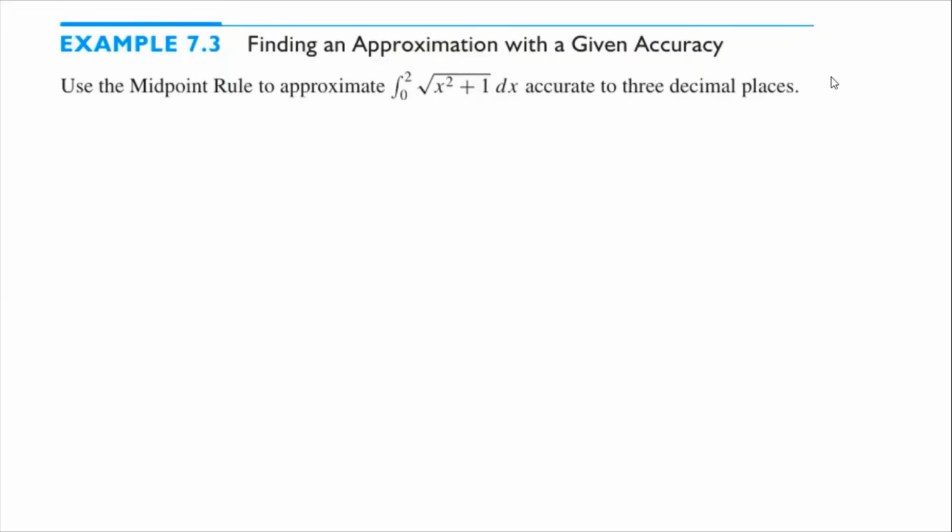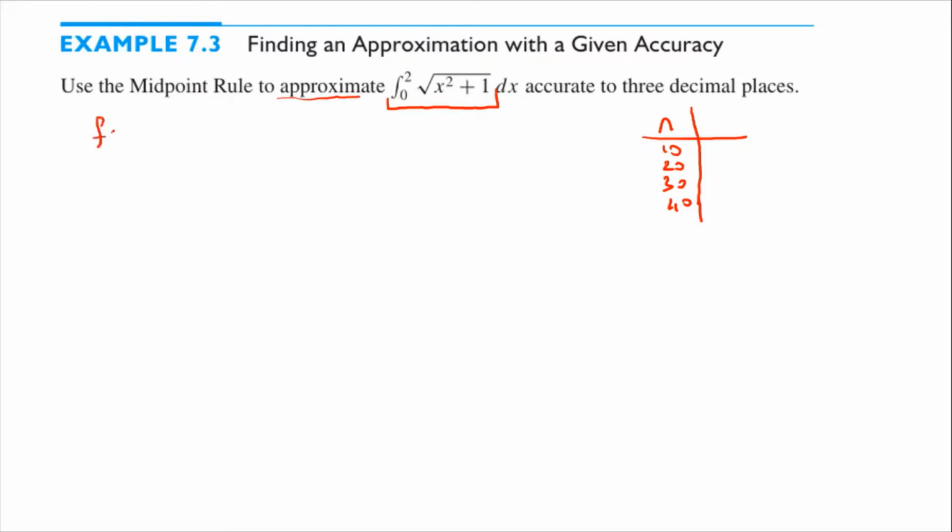So let's check this question. It says use the midpoint rule to approximate the integral from 0 to 2 of radical x squared plus 1 dx, accurate to 3 decimal places. So let's do this for n equals 10, then 20, 30, and 40. Then we can approximate the answer. Since we cannot find the definite integral of this one directly, we're going to use an approximation method, right? To approximate the answer.